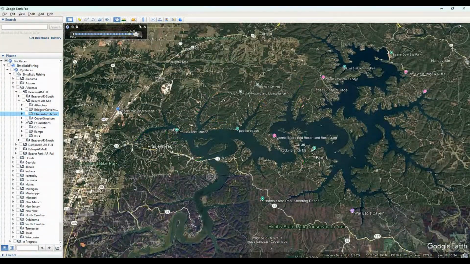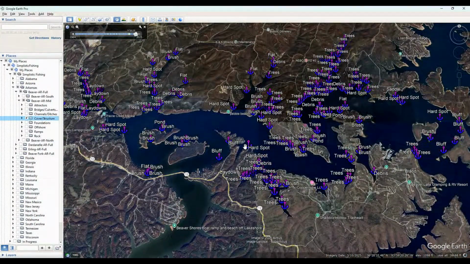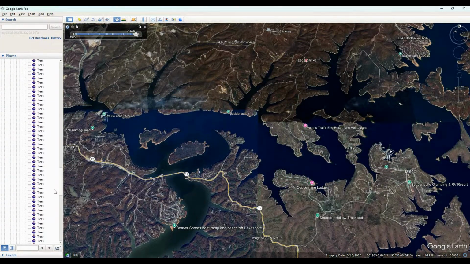Then we're going to move over and look at the cover and the structure. Again, lots of trees, debris. There's a lot of flats in here as well. There's a lot of trees for sure. So if the pattern's on for trees, you're in luck. Let's say you were in the app, you could go out and just say, hey, show me the trees. But if you were here and you wanted to see where all the trees were, you could just go select them, and that would show you where all the trees are.